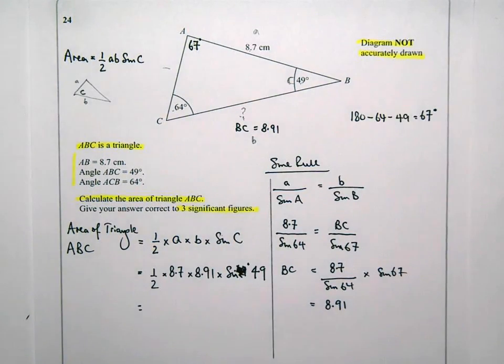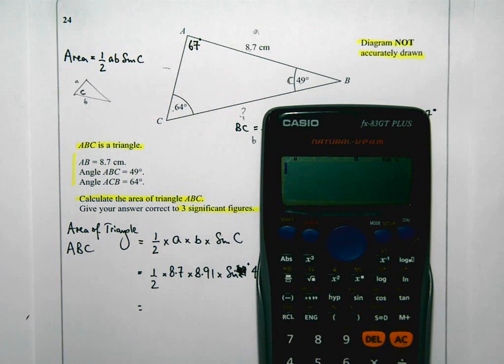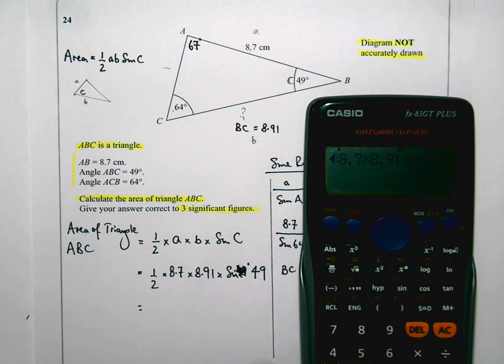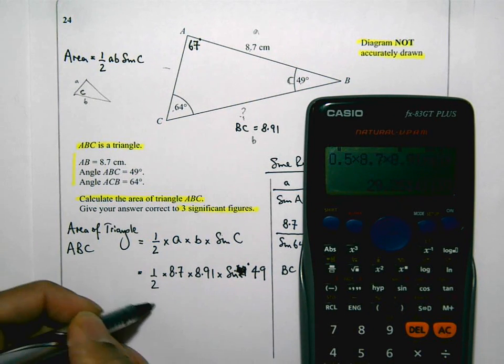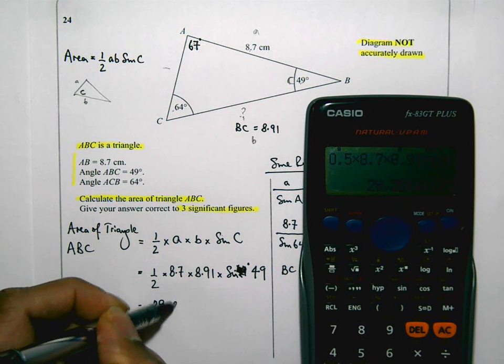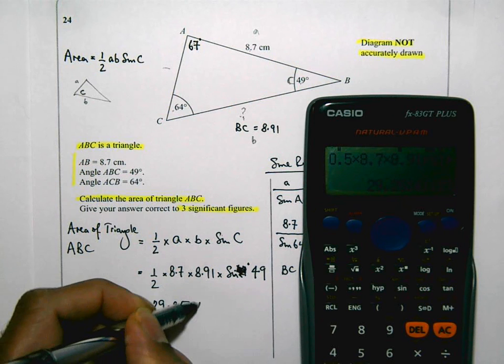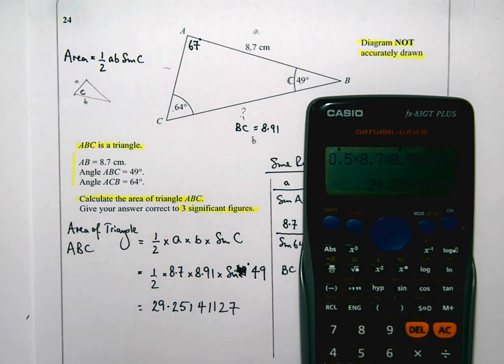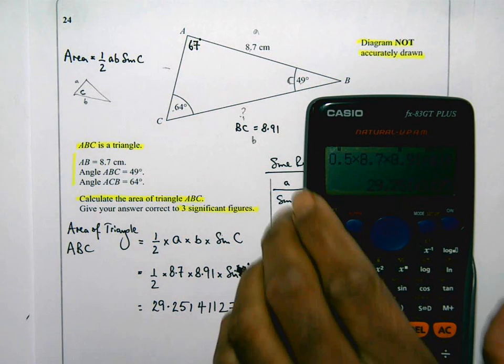Okay, now I'm going to get my calculator and get that to do all the hard work. So a half is 0.5, times that by 8.7, times that by 8.91, and then times that by sine of 49. Close the brackets, equals, that's going to give me 29.25141127. I didn't need to write down the whole answer for this, but even though that is my final answer, that's the area of the triangle, right?